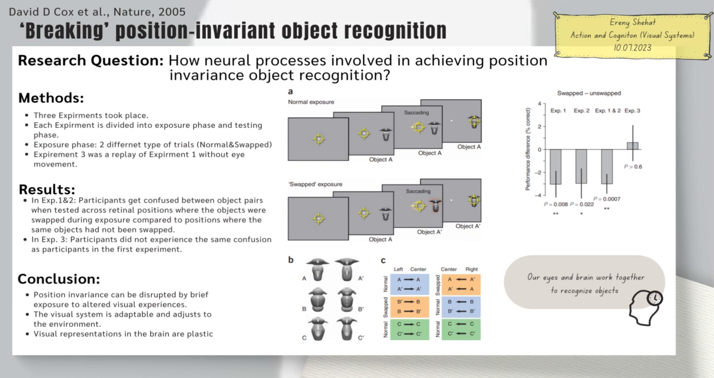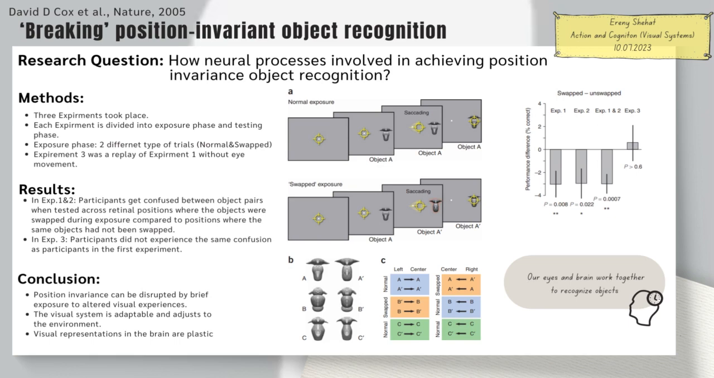location. In normal exposure trials, as we can see in the figure, the object identity remained the same throughout the trial, and the same object was presented to both the peripheral retina pre-saccade and the central retina post-saccade. This served as the baseline condition.